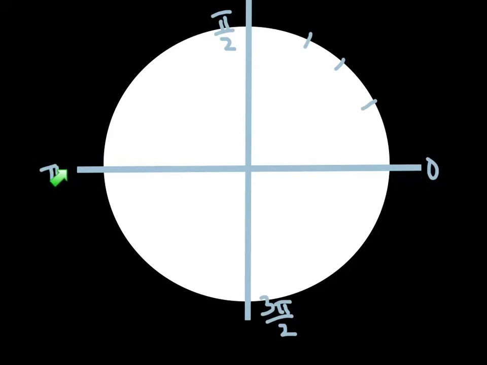Here's pi radians, equivalent to 180 degrees. This is halfway to pi, so it would be pi over 2. So 1 pi over 2, 2 pi over 2. This would be 3 pi over 2. And 2 pi back here at 0, that would be equivalent to 4 pi over 2.